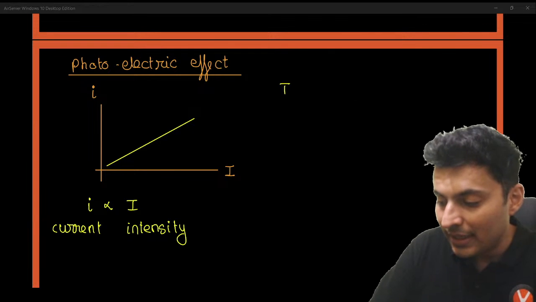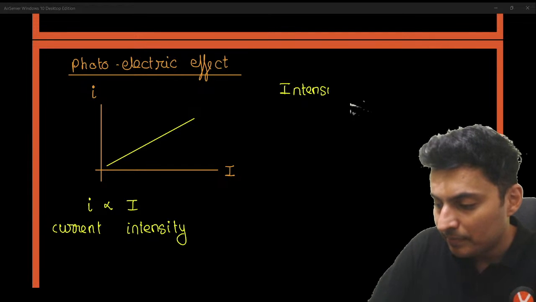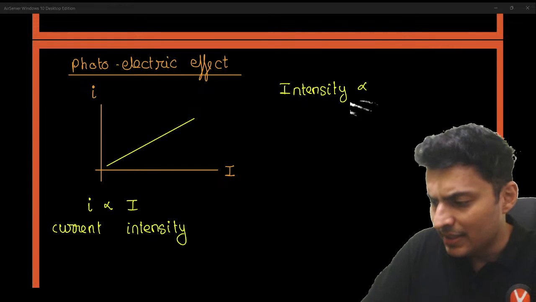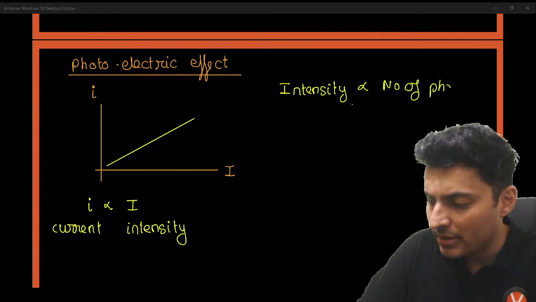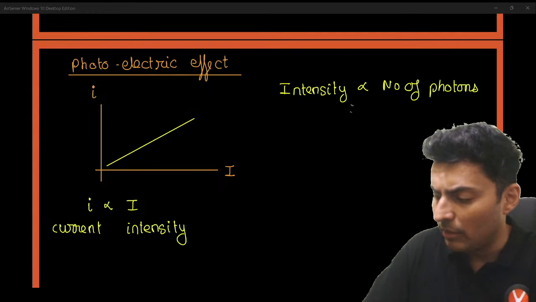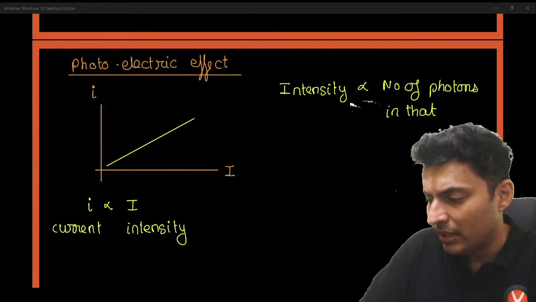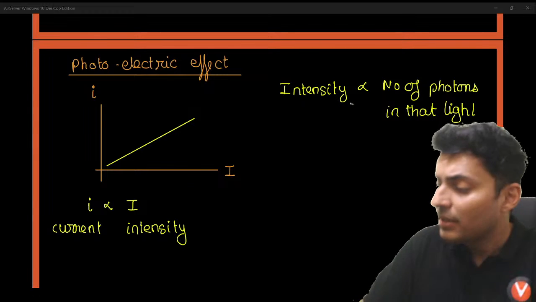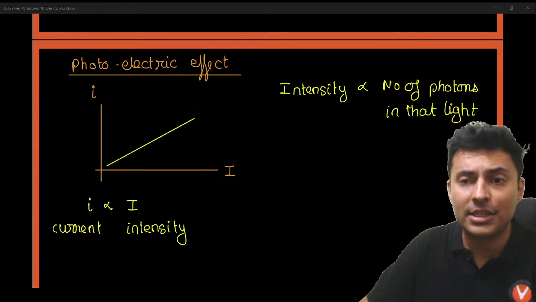What is the meaning of intensity? Intensity of any light is directly proportional to the number of photons in that particular light. If it is more intense, it means the light is carrying a lot of photons, a lot of energy.